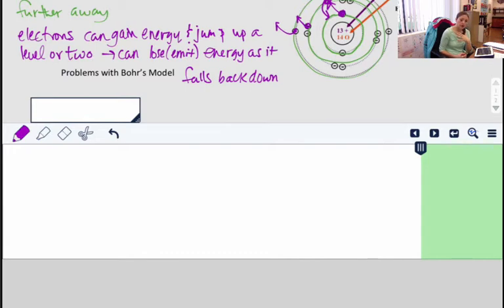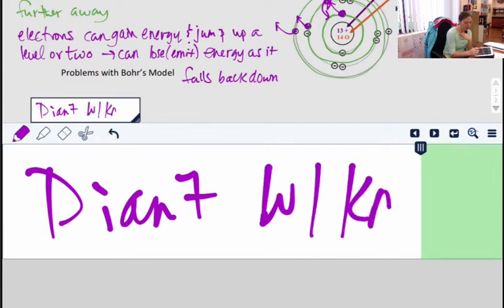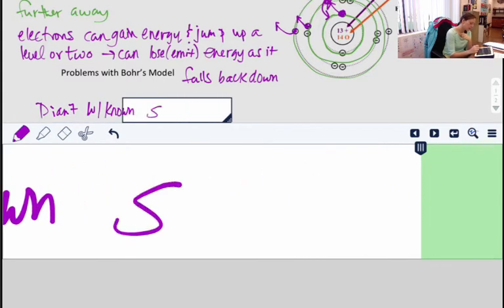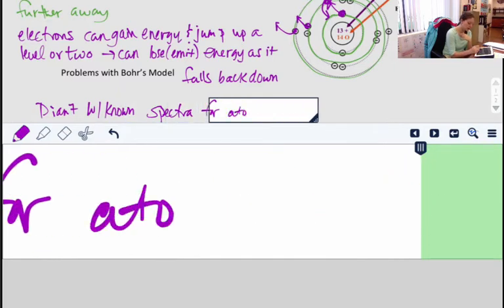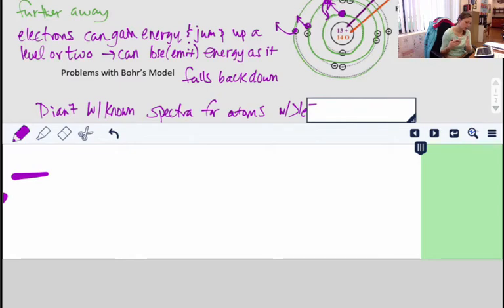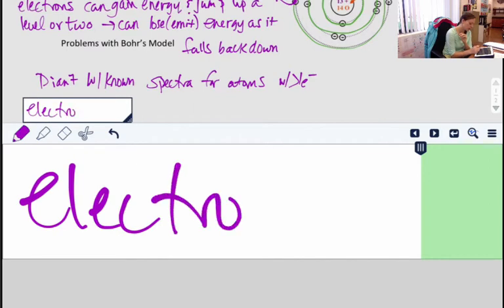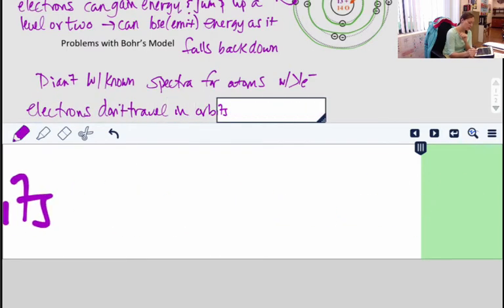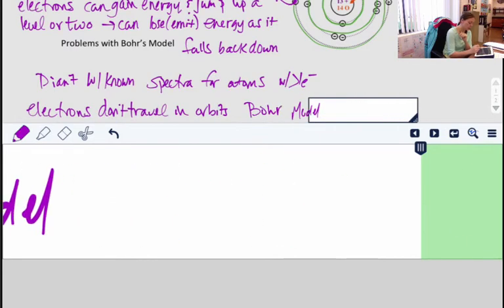And the last thing are the problems with the Bohr model. What he noticed was that it didn't match up with the known spectrum for anything other than hydrogen. We have these known spectra that they saw for different atoms and elements, and it didn't work with any element that had more than one electron, which is everything but hydrogen. So it didn't match up with what it was, which means that electrons actually do not travel in orbits, and that your Bohr model is very wrong. It's just the easiest model to look at.